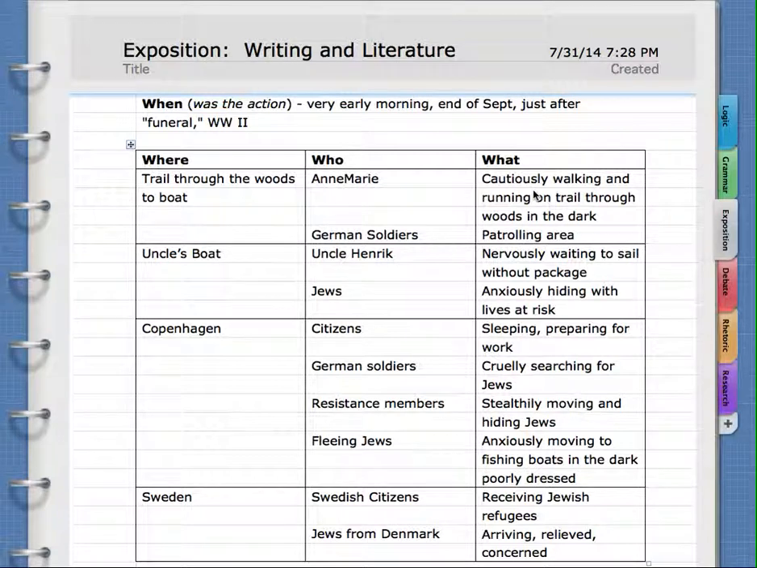I tried to use some strong verbs in my whats, because you're going to be doing that eventually anyways. I didn't pay a lot of attention to it, but I did put some verbs and adverbs in there. Then, a little beyond the trail, you have Uncle Henrik's boat. What's he doing at the boat? He's nervously waiting to sail. And then you have the Jews and so forth. If you want to, you can pause the video and look at what I've done. I started with the when, then listed the wheres, working my way out to further distance, and then who was at each of those places and what they were doing.